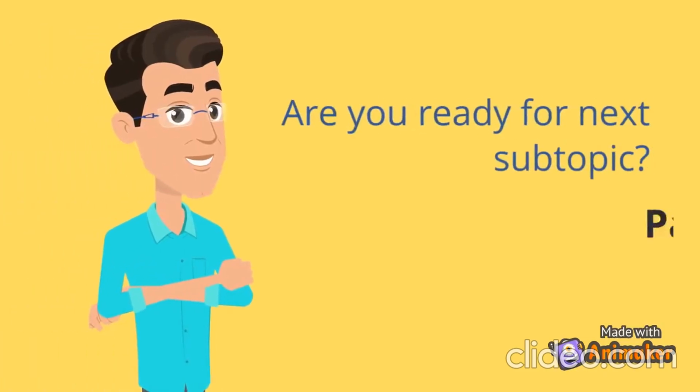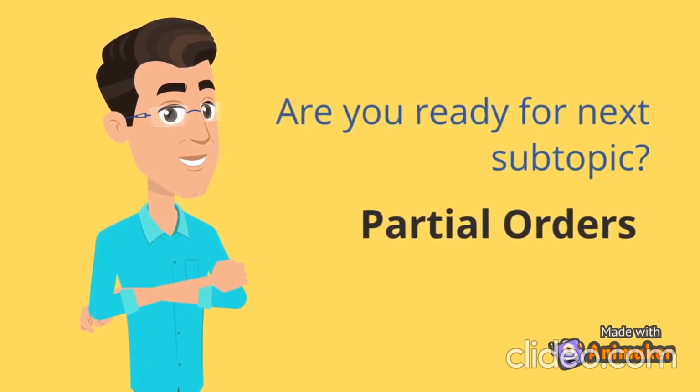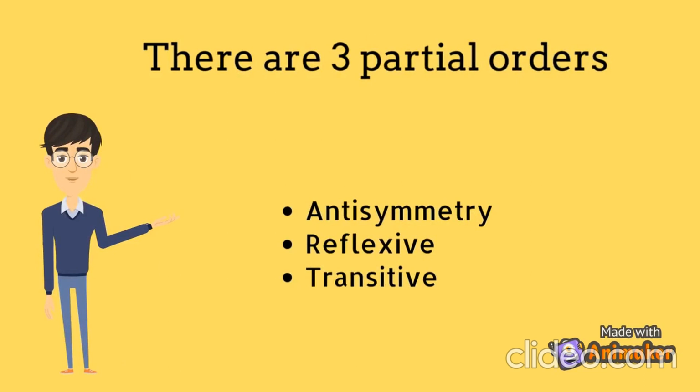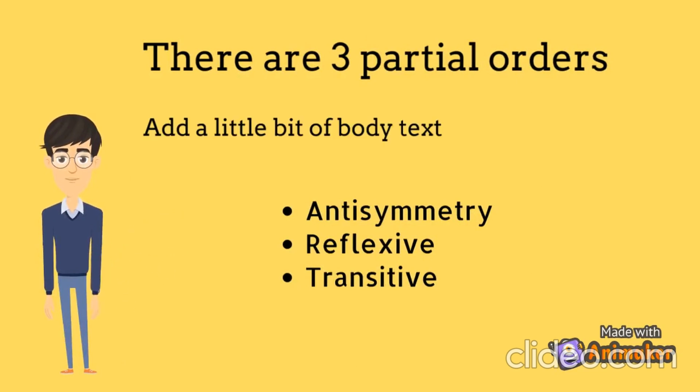Hello guys, today I'm going to talk about partial orders. So let me get into the topic. There are three types of partial orders. The first one is antisymmetric, second is reflexive, third is transitive.